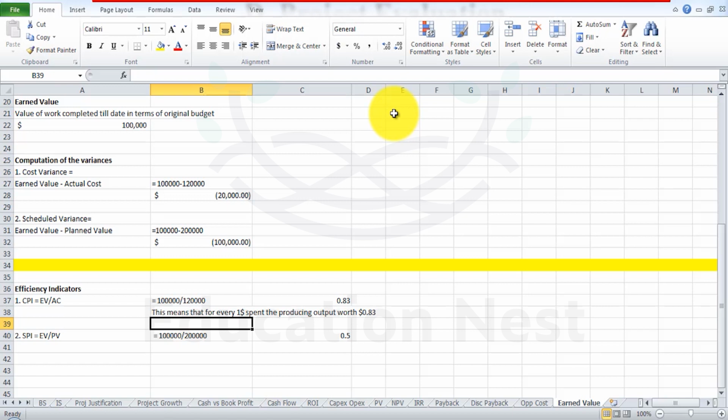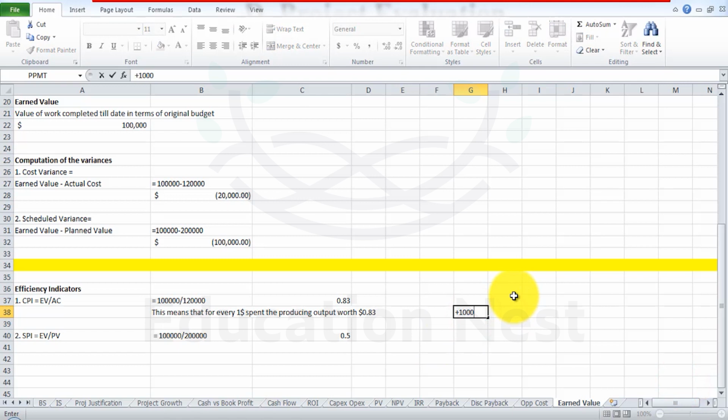So to complete the project, which was for let's say $1,000,000, you're going to need an additional amount to fulfill this project. Let's compute it easily. It's going to be 1 million divided by 0.83. You're going to need an amount of $1,204,819 to reach the milestone, to cover the project cost of $1 million.